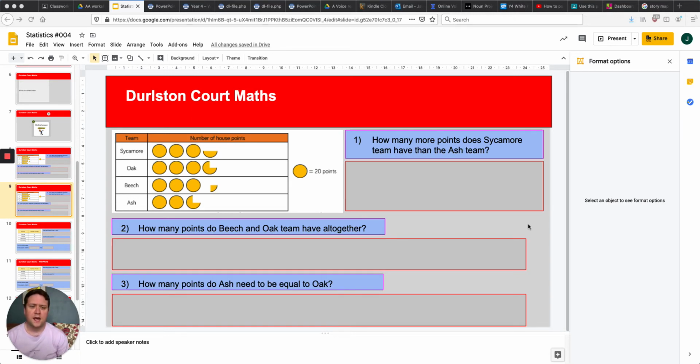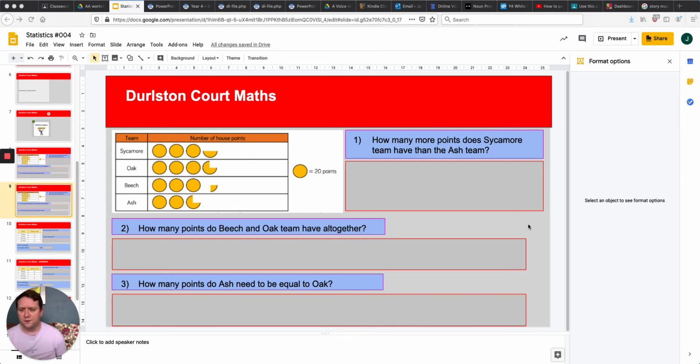Question 1. How many more points does Sycamore team have than the Ash team? So in order to answer this question, we need to find 3 things out. We need to know how many points Sycamore team have. We need to know how many points Ash team have. And then we need to know the difference. How many more Sycamore have got than Ash.